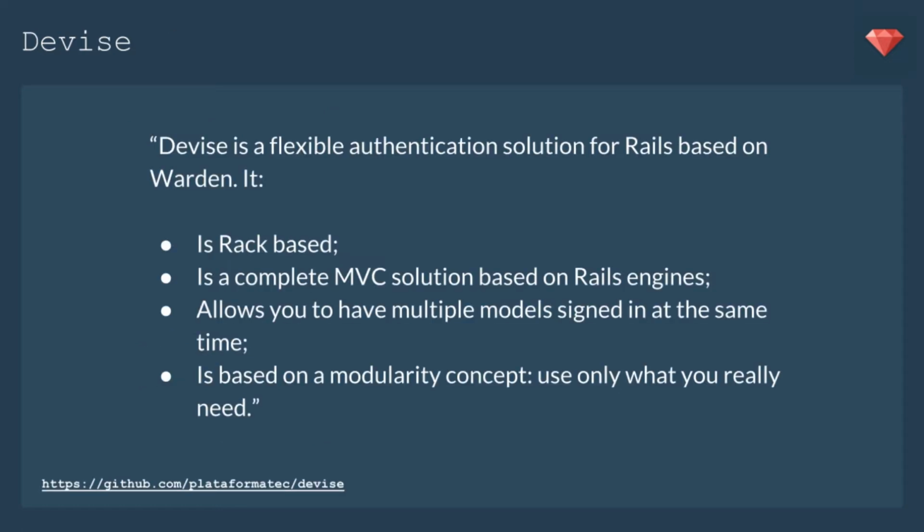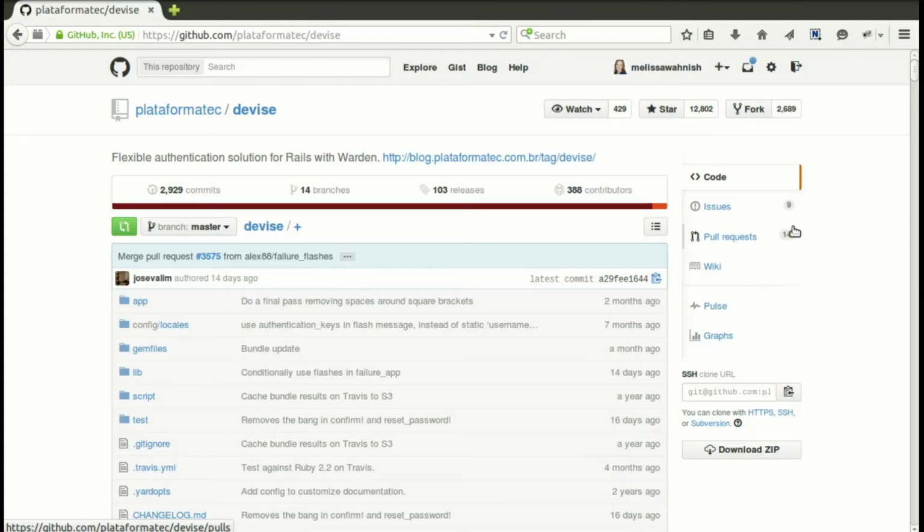Moving on to today's topic, I'll be using Devise to show you how you can use Factory Girl Rails and ffaker to test something. So Devise is a flexible authentication solution for Rails based on Warden. It is rack-based, it is a complete MVC solution based on Rails engines, and allows you to have multiple models signed in at the same time, and is based on a modularity concept. Use only what you really need, which makes it a very popular authentication solution for Rails apps.